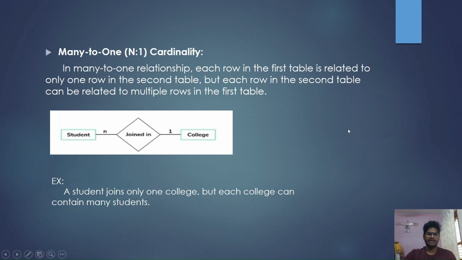Many-to-one cardinality. In a many-to-one relationship, each row in the first table is related to only one row in the second table, but each row in the second table can be related to multiple rows in the first table. In this example, there are two entities, which are a student and the college, and the relationship is joined. In this, a student joins only one college, but each college can contain many students.